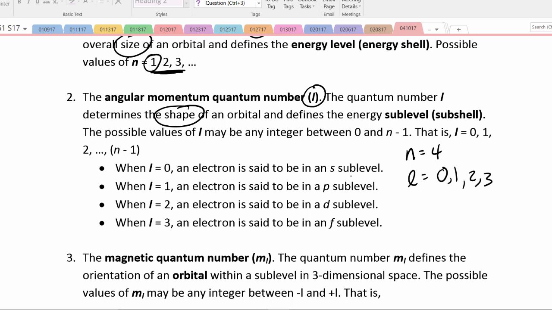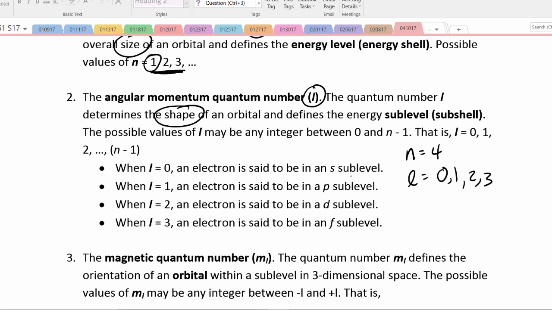So if L is 0, 2 to the 0th power is 1, so this has 1 lobe. When L is equal to 1, 2 to the 1st power is 2, so these have a maximum of 2 lobes. When L is equal to 2, we say they're in a d sublevel. 2 to the 2nd power is 4, so these have a maximum of 4 lobes.